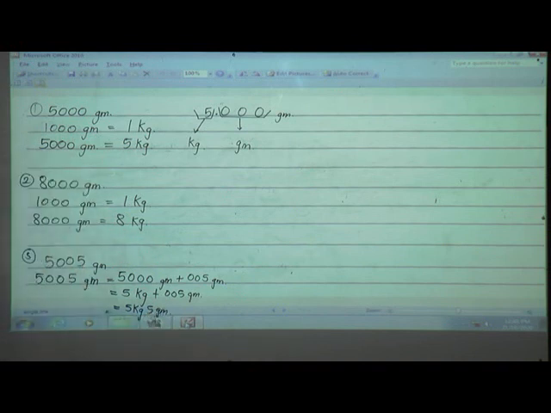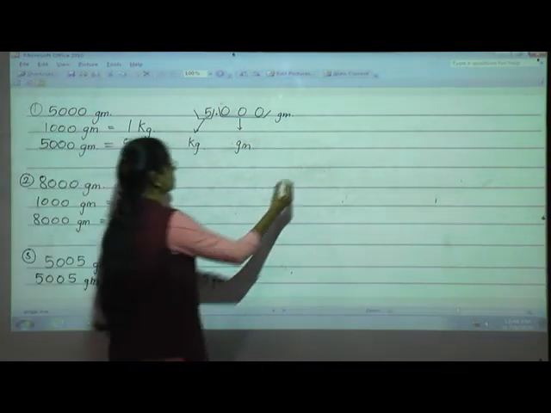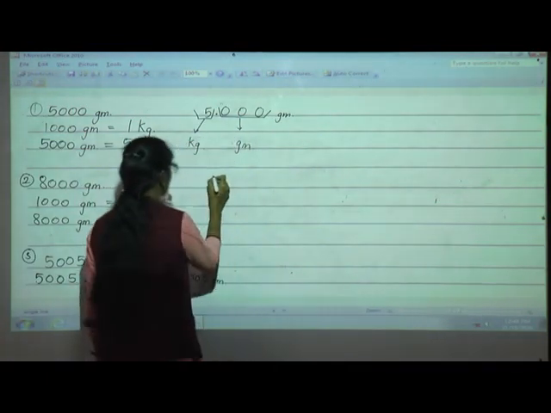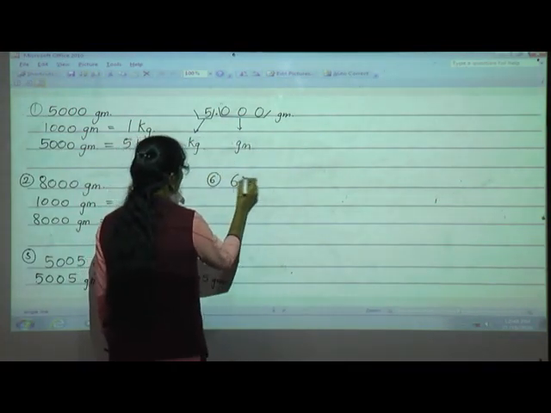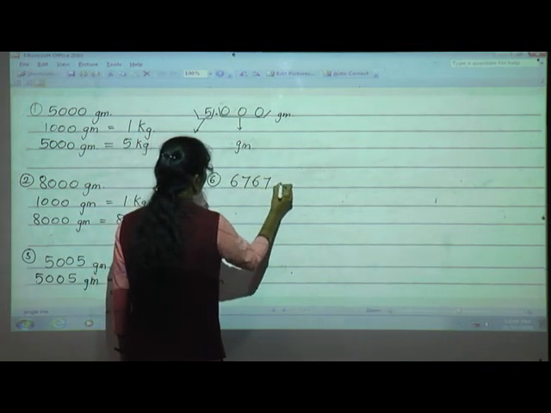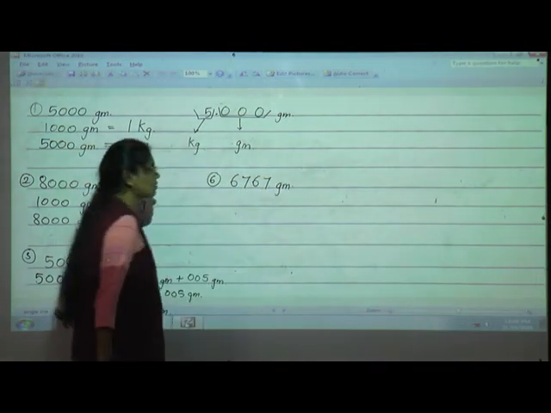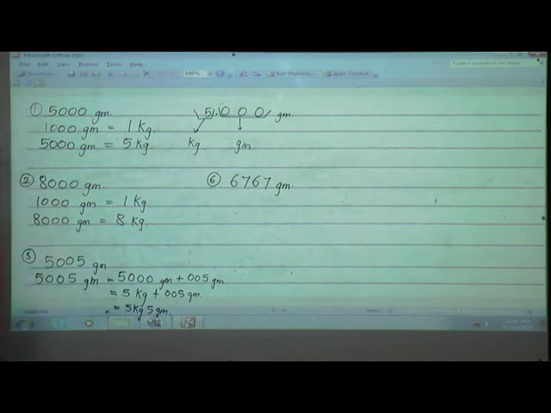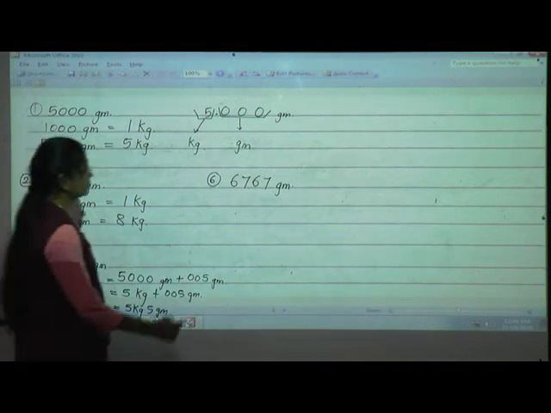Understood how to solve this type of examples? Okay, now next example is the sixth example, 6767 gram. Now this we have to convert into kilogram and gram. Okay, so let us start.